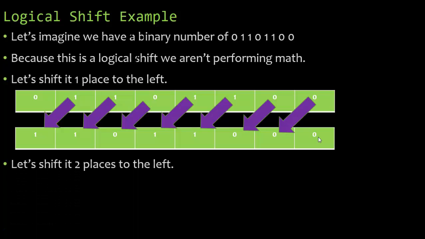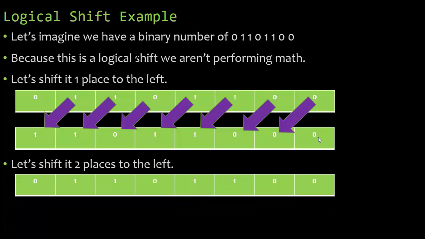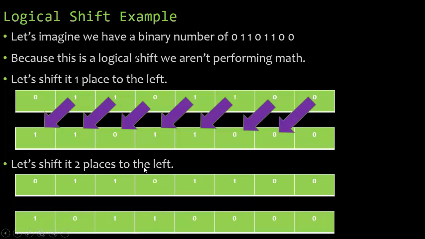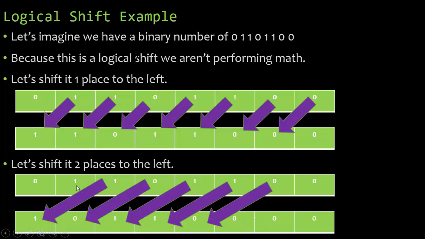So now let's shift it 2 places to the left. We have that same binary number. This time, if we shift it 2 places to the left, I'm going to take this 1 right here and I'm going to shift it over. What happens to this 0 and 1? We haven't got room for them. So everything shifts over 2 places to the left. Now, I am left with 2 open places. Where did those zeros come from? We've replaced the open bits with zeros.